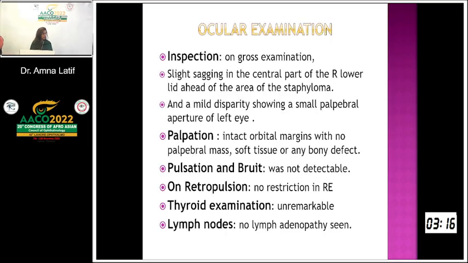On ocular examination, the gross inspection showed a slight sagging in the central part of the right lower lid ahead of the area of the staphyloma, and a mild disparity showing a small palpebral aperture of the left eye. In the left eye we also saw an S-shaped deformity. On palpation, the orbital margins were intact, with no palpebral mass, soft tissue, or bony defects. Pulsation and bruit were not detectable. Thyroid examination was unremarkable, and no lymphadenopathy was seen.